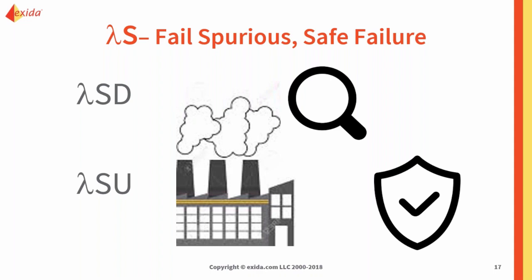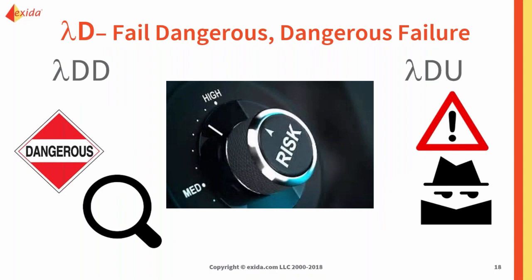The next type of failure rates are your dangerous failures. These are those more popular, those more famous failures that everybody really talks about. Lambda D is going to be, once again, the number of dangerous failures per unit, per piece of equipment for that time period. It's where a failure would prevent the safety instrumented function, or your SIF, from performing its intended job. If that happens, the SIF cannot achieve a safe state if needed.